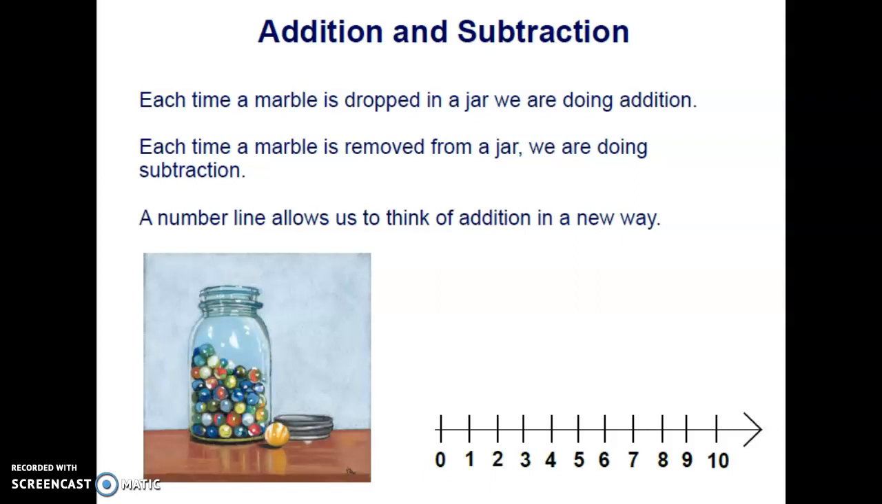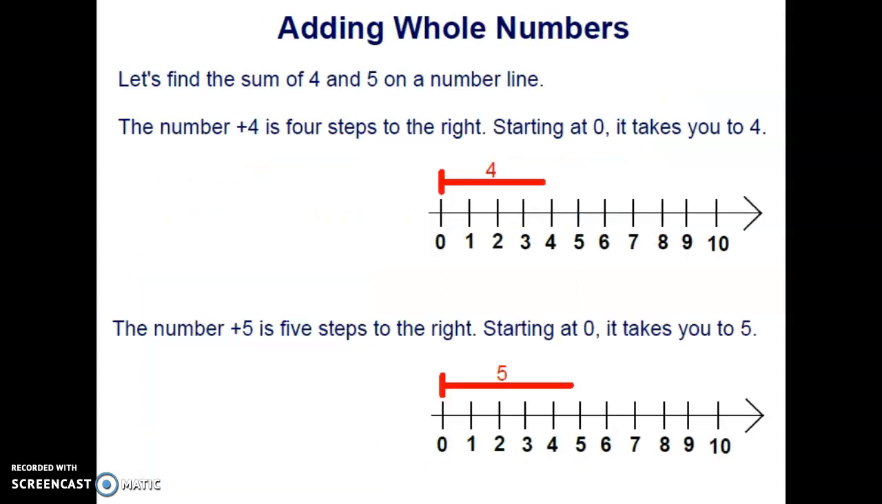And the number line allows us to think of addition in a new way. Let's see an example of that. Let's find the sum of 4 and 5 on a number line. The number plus 4 is 4 steps to the right. So we would go 1, 2, 3, 4. 4 steps to the right, starting at 0, takes you to 4. And then if we want to add 5, we move 5 steps to the right. 1, 2, 3, 4, 5.